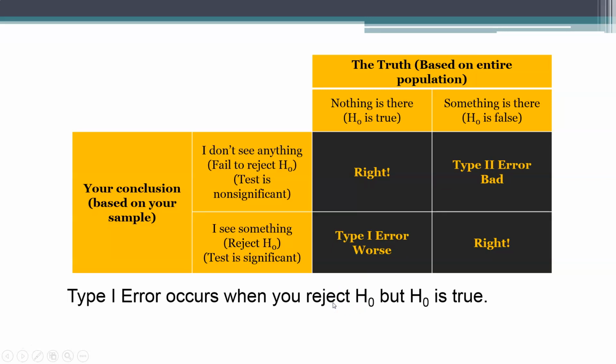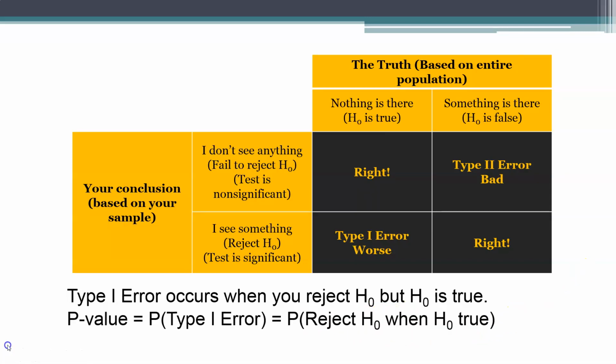And again, we consider that a type 2 error is bad, but a type 1 error is worse. So a type 1 error, again, occurs when we reject H0, but H0 is actually true. So this is where p-values come into play.